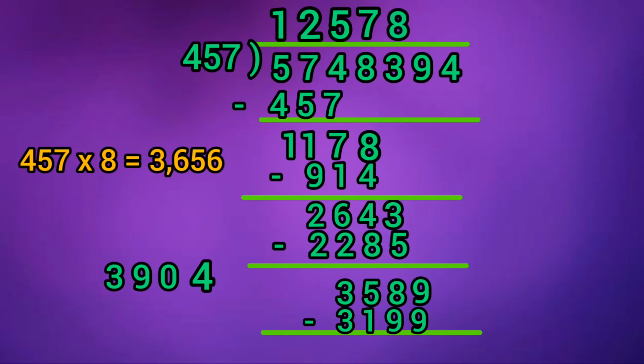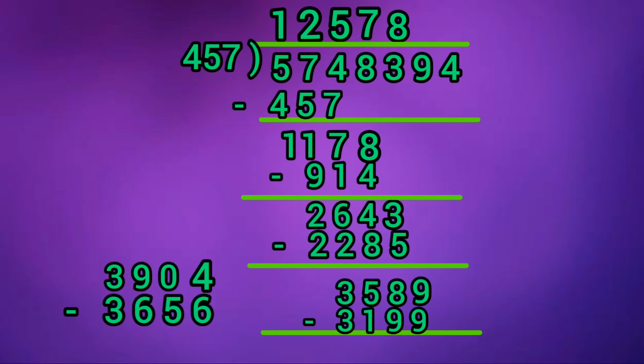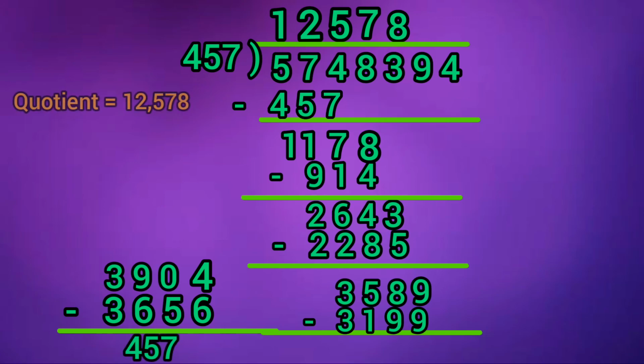457 into 8 is equal to 3656. So 3904 minus 3656 gives 248. The quotient is 12,578 and the remainder is 457.